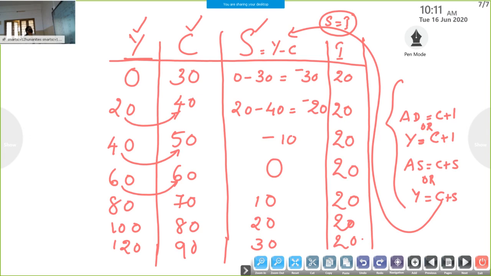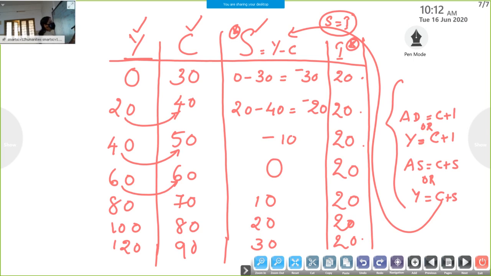Then one by one, SI approach, you just consider the saving column and the investment column. At which level is saving equal to investment? See here what is happening: saving is minus 30 and investment is 20. Here minus 20, 20, right? Here saving is less than investment, here also less than investment.